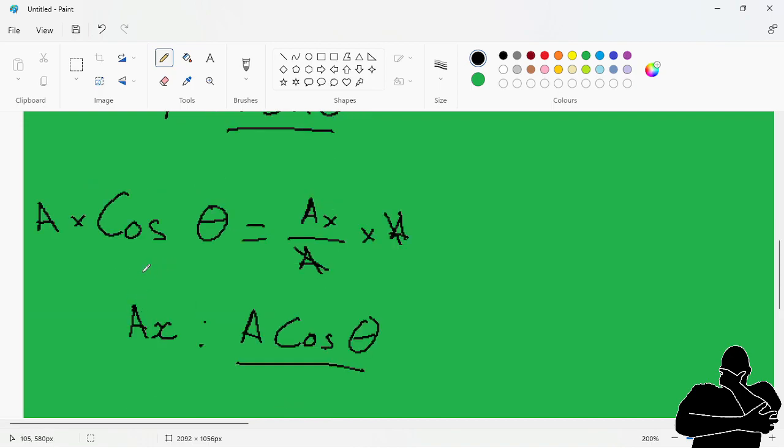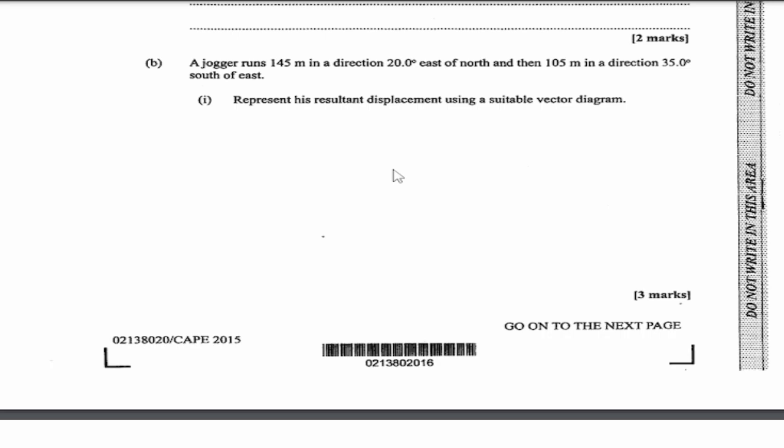Let us move on to part B. A jogger runs 145 meters in a direction 20 degrees east of north and then 105 meters in a direction of 35 degrees south of east. Represent his resultant displacement using a suitable vector diagram. Let us get into doing that one right now.